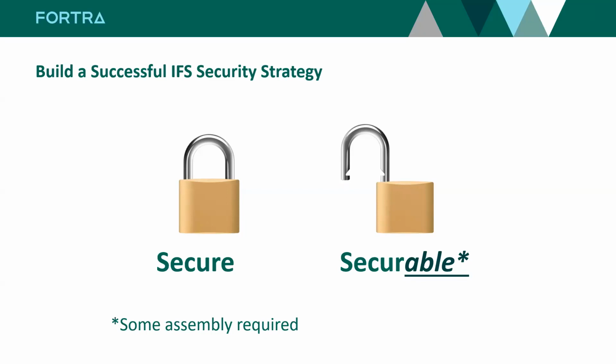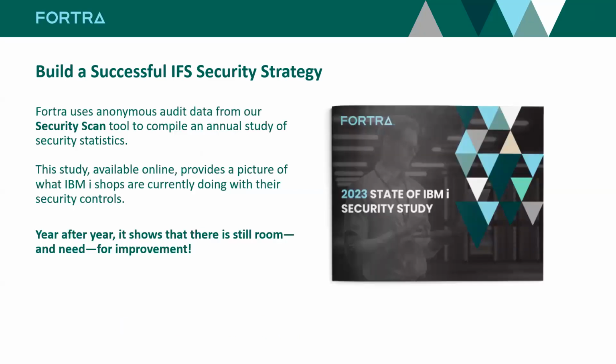And you probably wonder, all right, how do you know that? Well, here at Fortra, every year we do a State of IBM i Security study, and we take data from our security scan tool and compile the results. So this is not us guessing as to what's happening in the IBM i world. It is actual data from customer systems, and what we're seeing is that year over year, there's still room for improvement. There are still companies that are not taking advantage of the ability to secure their servers better. Very often, this is the core server for the business, and I pause when I think that these are not being secured to the best of your ability.